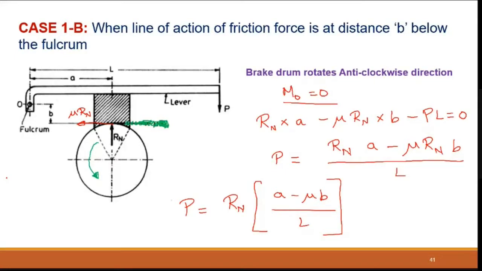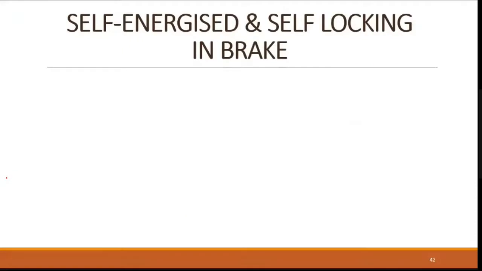These are all case one, when your fulcrum is above your friction force. Okay. So now, let us consider a new topic: self-energized and self-locking in brake. Let us consider the previous formula. This is the formula we achieved: P is equal to Rn into A minus mu into B divided by L.